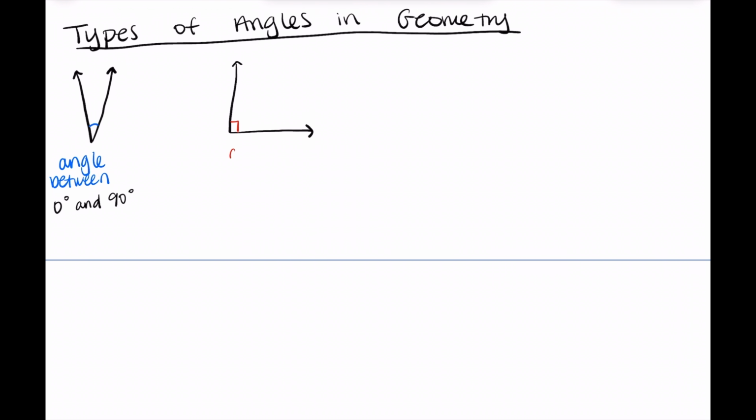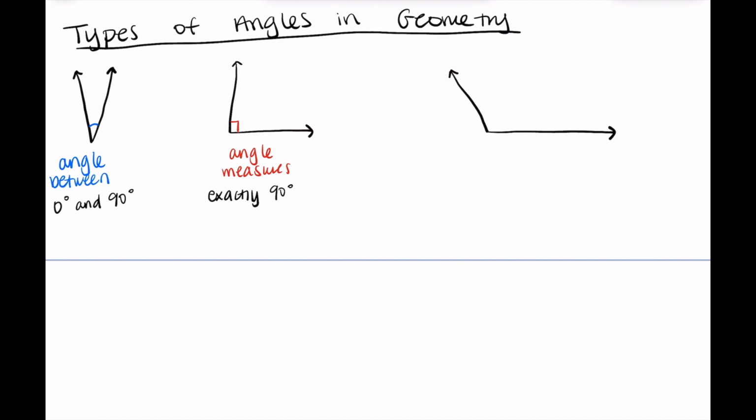Our next one is more L-shaped, and that red little signature there, we already recognize that, right? That angle measures exactly 90 degrees. Think about if you can remember what that type of angle is called.